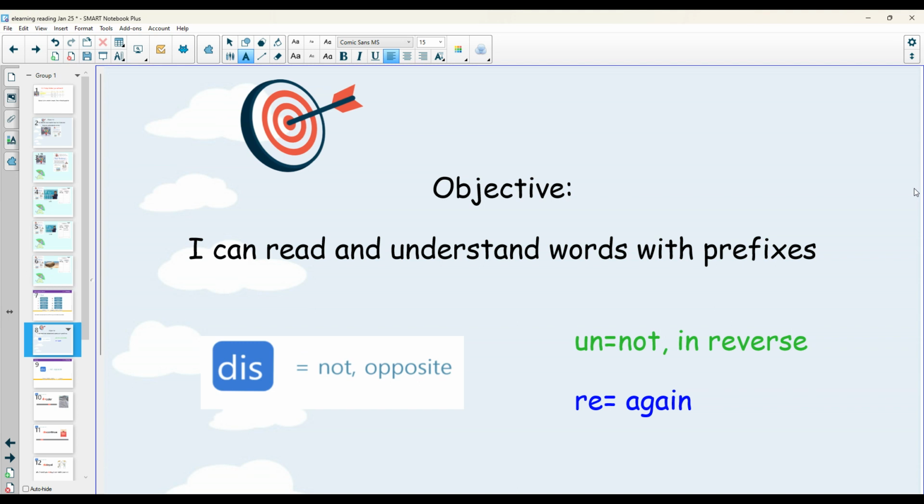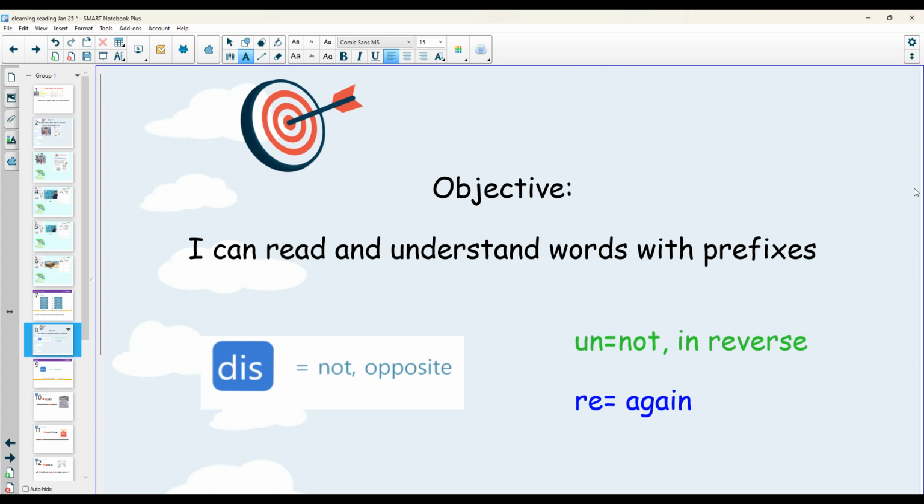Today, we're going to read and understand words with prefixes. Now, this is a review, so there are not a ton of examples in here because we have been repeating this over and over again all year. We've been talking about dis, which means opposite or not. We've been talking about un, which means not or in reverse. And we've been talking about re. Maybe my favorite prefix because I get to take my hands and twist them and say re means again. Re means again. I hope you were doing it with me.